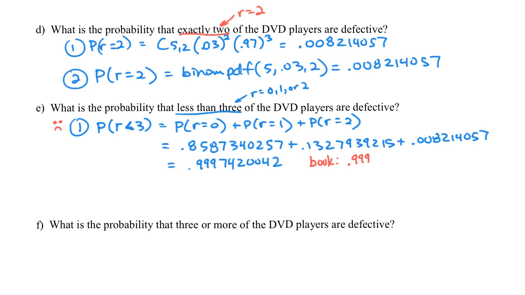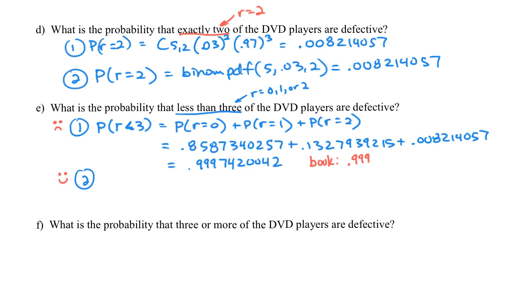Okay, so we looked at this way. This is a bad way to do this because this requires 3 separate calculations and we have to add them all up, right, when it says less than 3. So here's another way to do this, and this way will make you very happy. What we're going to do is use binomial CDF.